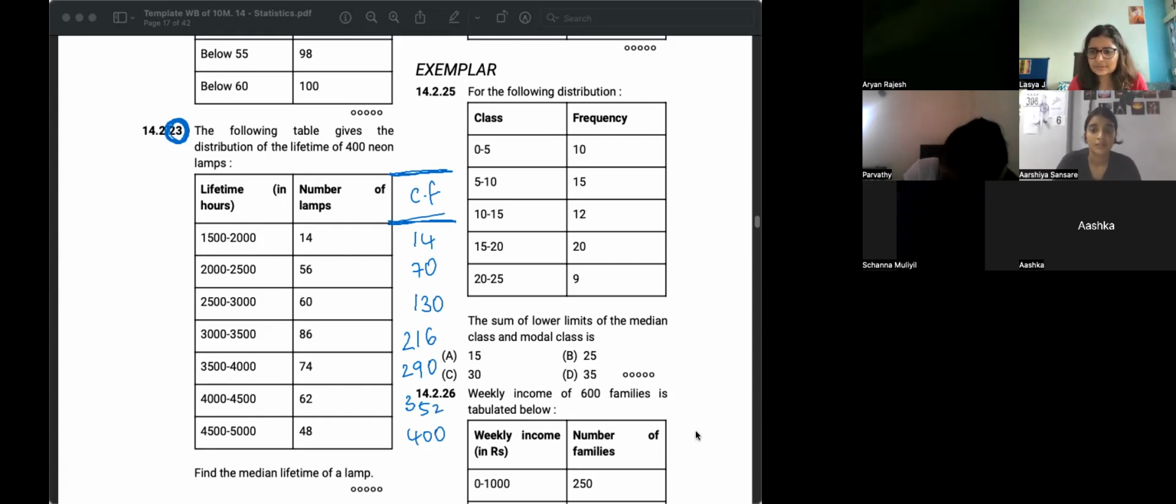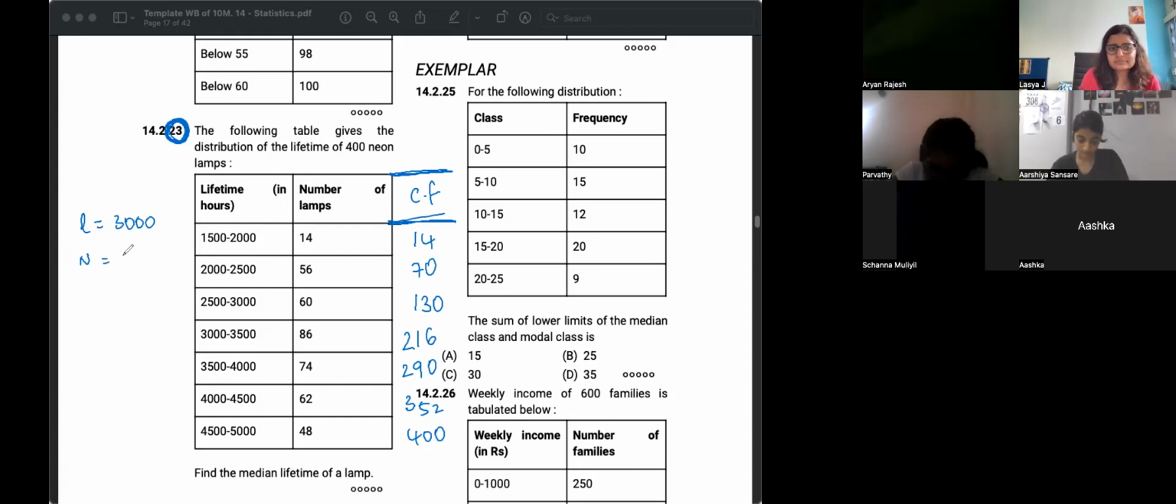Arshia, can you tell me what all values you got? So L, how much did you take? 3000. Yes. Then N was 200, N by 2. Then CF 130, correct. F 86, correct. H 300? 500.